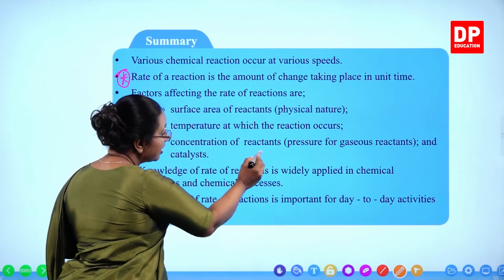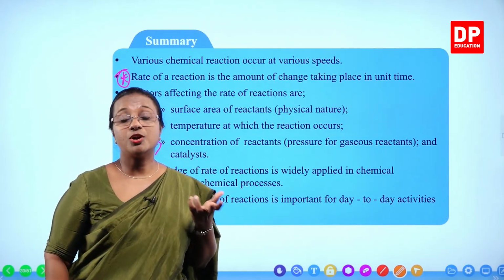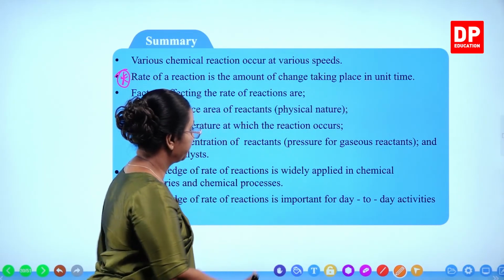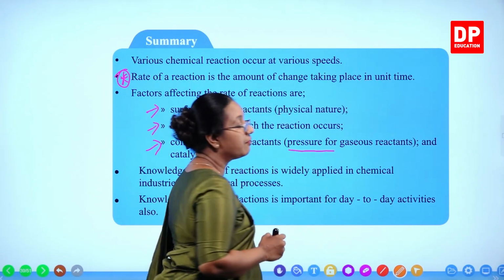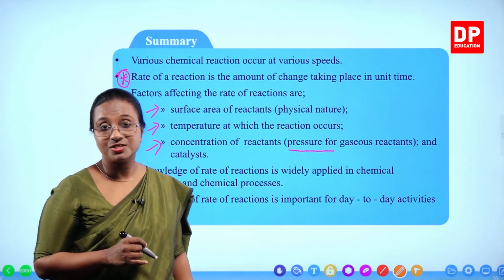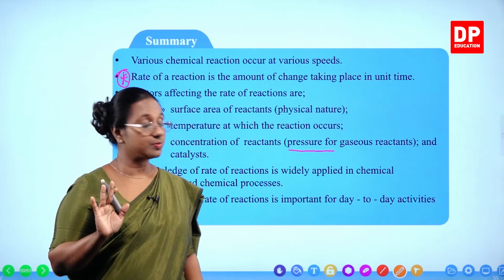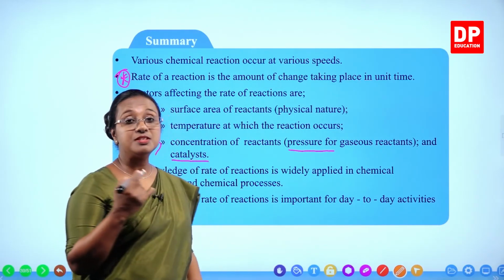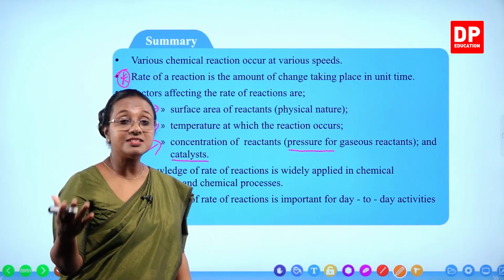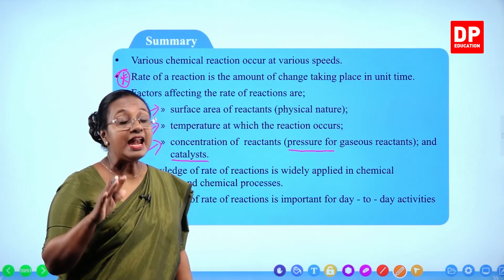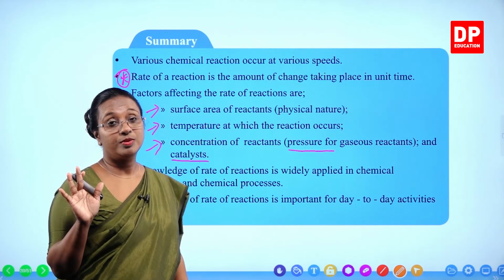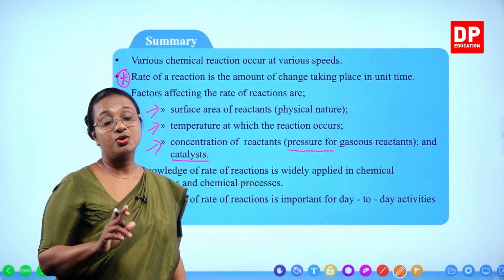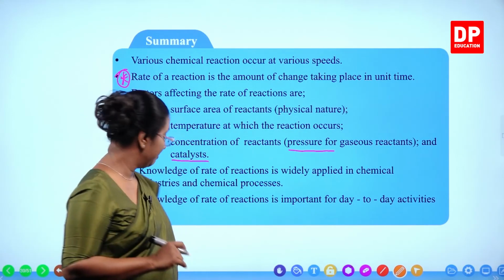So, this concentration is for solution or liquid reactants, mainly solution. But pressure is considered for gaseous reactions. So, that also I have explained to you. And catalyst. So, catalysts are specific to reactions. They increase the rate of reaction and they are not chemically consumed. But there are substances that decrease the rate of reaction also. What are they? The inhibitors.